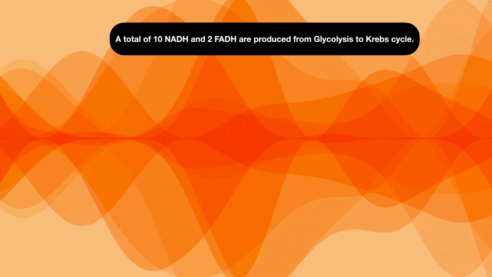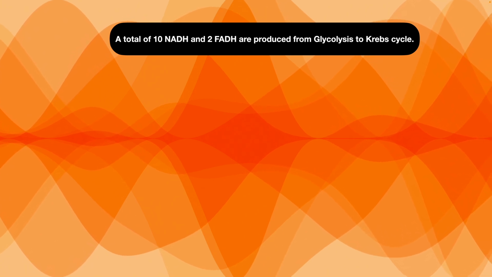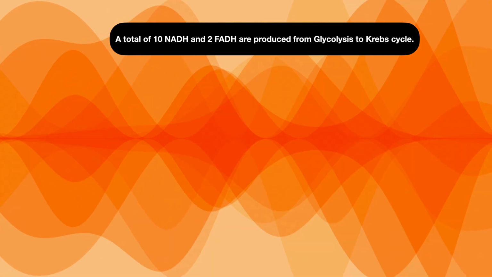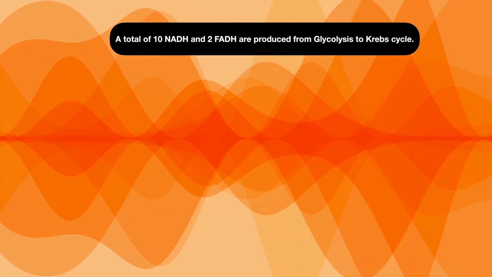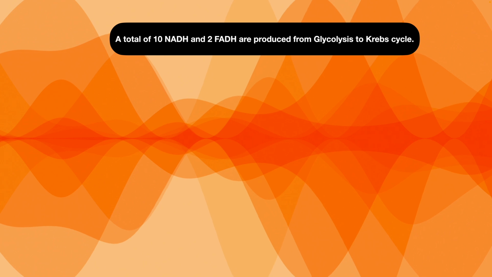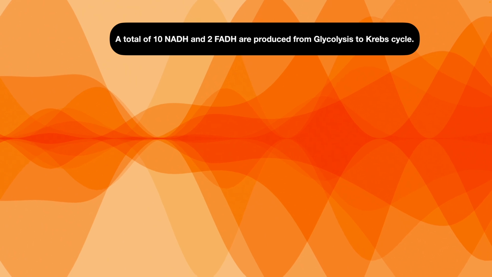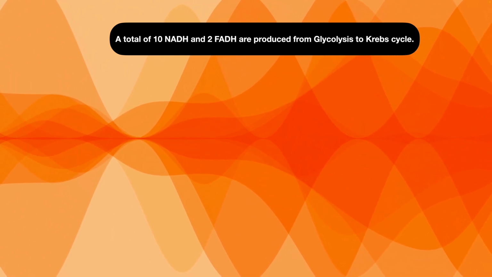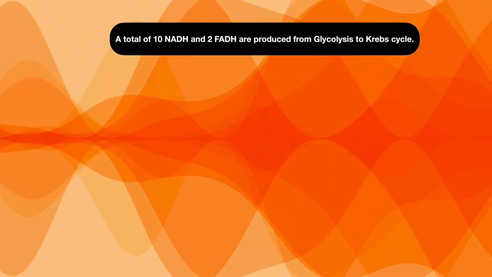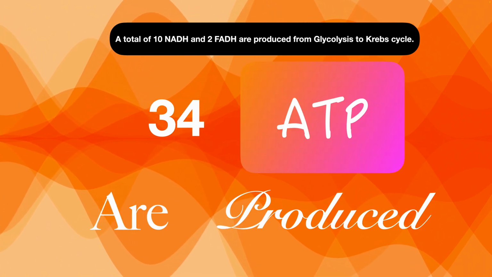A total of 10 NADH and 2 FADH are produced from glycolysis to Krebs cycle. 1 oxidation process for NADH produces 3 ATP. 1 oxidation process for FADH produces 2 ATP, which means there's a net production of 10 times 3 plus 2 times 2, which means 34 ATP are produced.